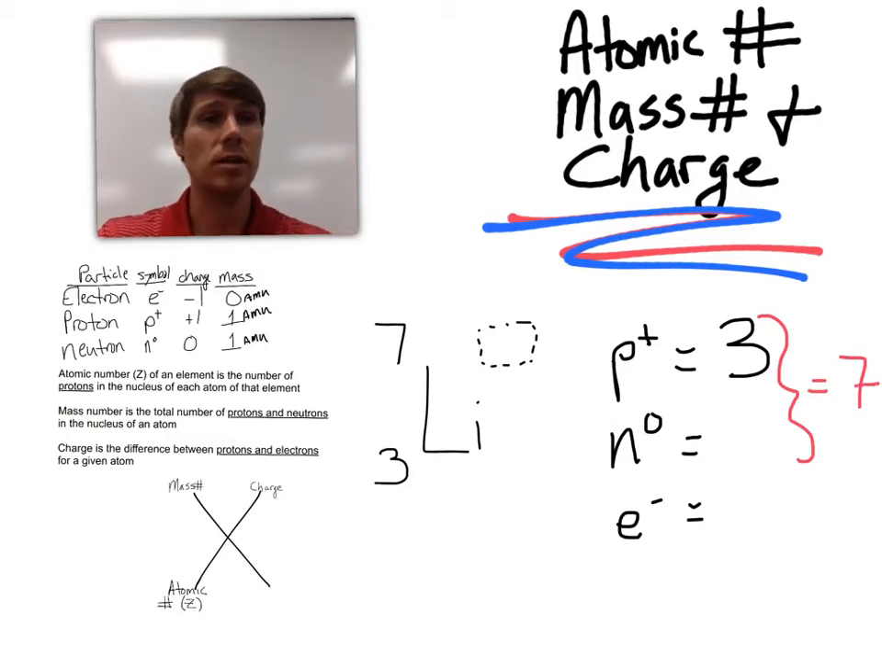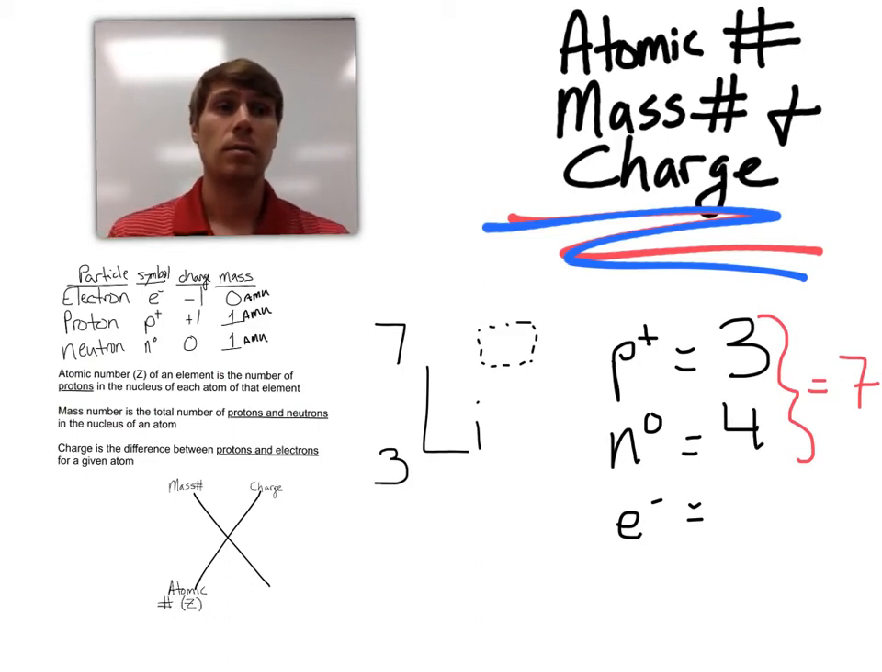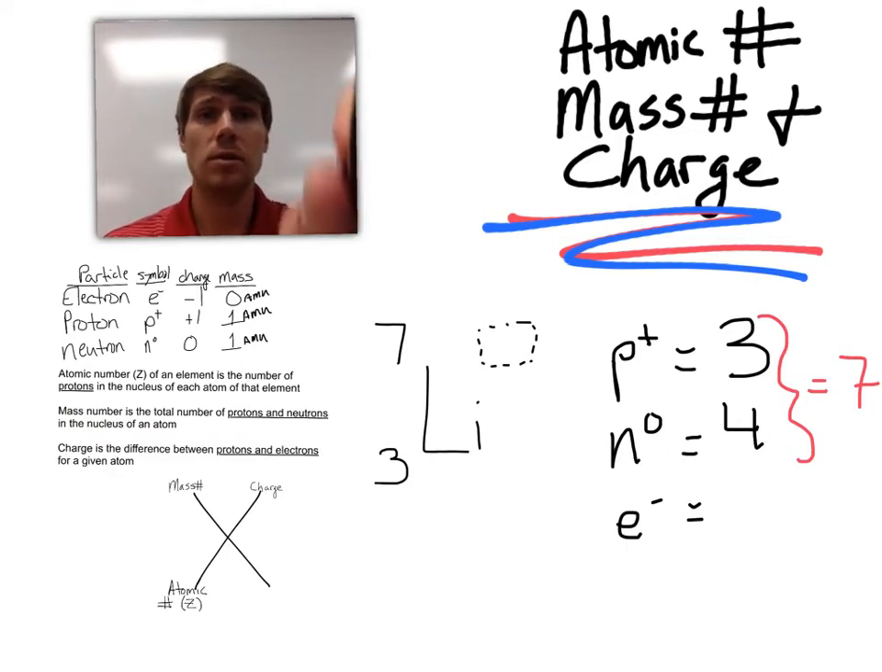Now, pretty simple math, right? 3 plus what is going to equal 7? In this case, it is 4. Not too bad, right? You can see that 3 plus 4 equals 7. Our mass number is 7. We're good to go. Now, our last piece here is our charge.